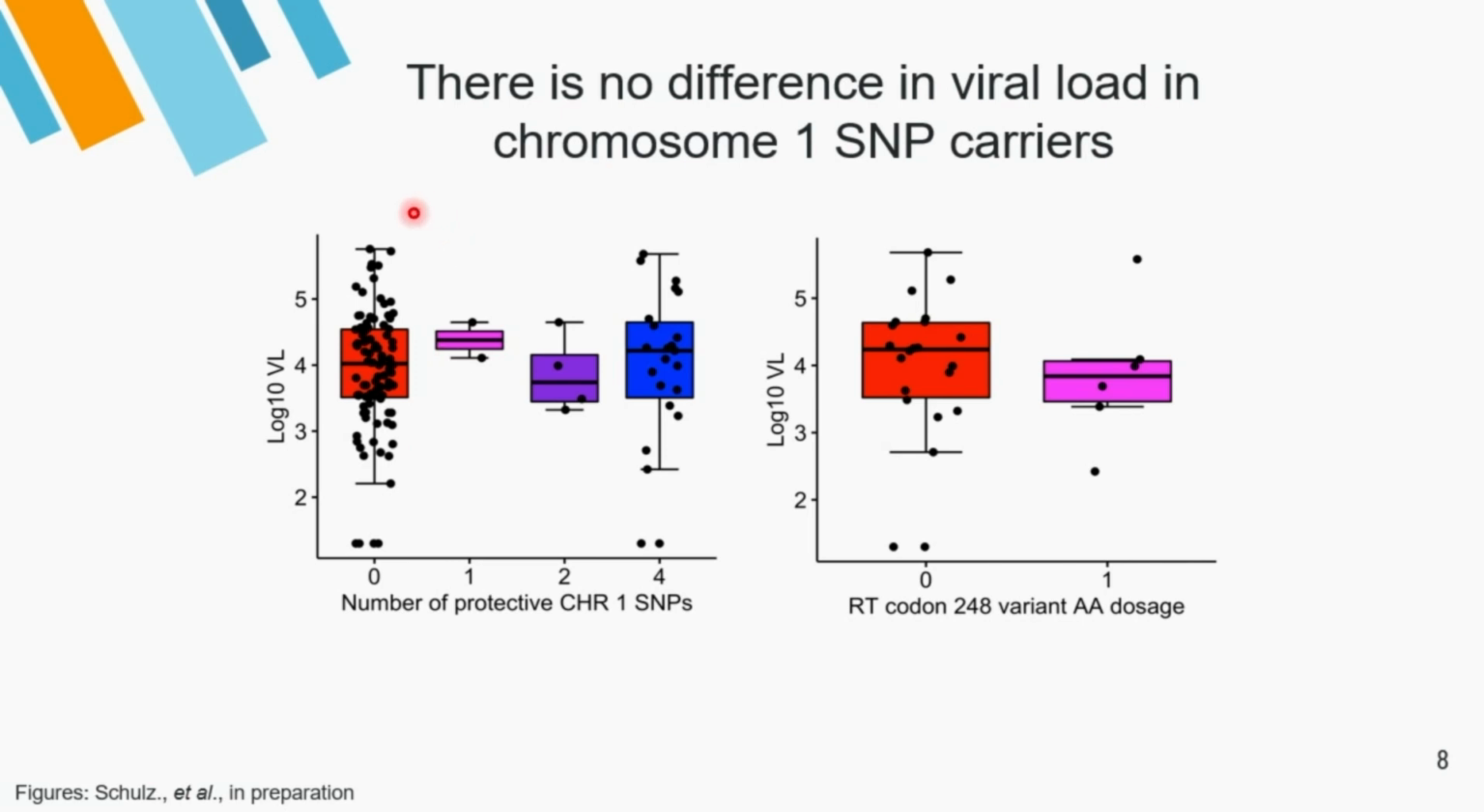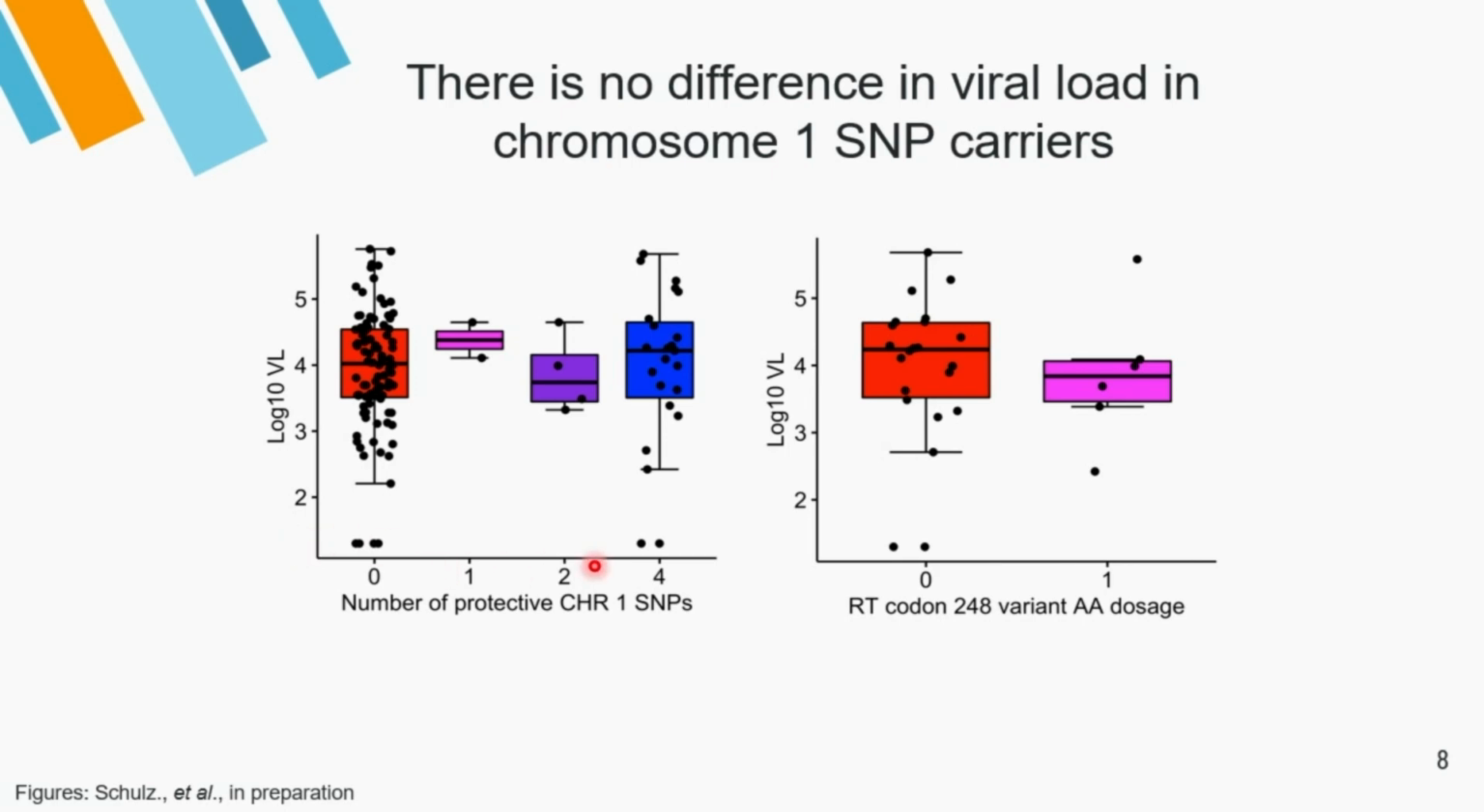So the next thing I did was I looked at the exact same thing, but for chromosome 1 SNP carriers. And so if we look in the box plot to the left here, there's really no difference in viral load, whether individuals had 0, 1, 2, or all 4 of those protective chromosome 1 SNPs, which was not exactly what we had expected to see. We would have expected a lower viral load based off our previous study.